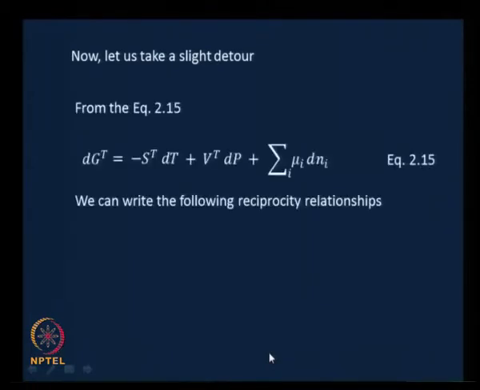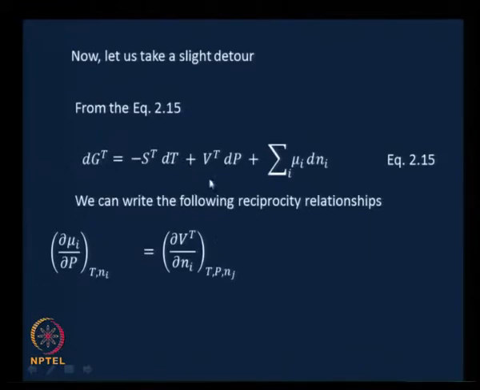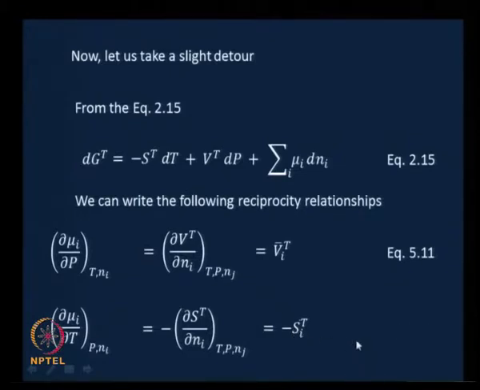When we took the detour, we started to consider equation 2.15, dG_T equals minus S_T dT plus V_T dP plus sum over mu_i dn_i, and then when we employed the reciprocity relationships that we picked up in module 2, over two parts of this equation at a time, we got that dou mu_i by dou P at constant T and n_i was dou V_T by dou n_i at constant T, P and all other n_j's, and by definition this was nothing but the partial molar volume, and similarly we got the temperature functionality as partial molar entropy. Therefore, these were the terms in the previous equation, if you recall.